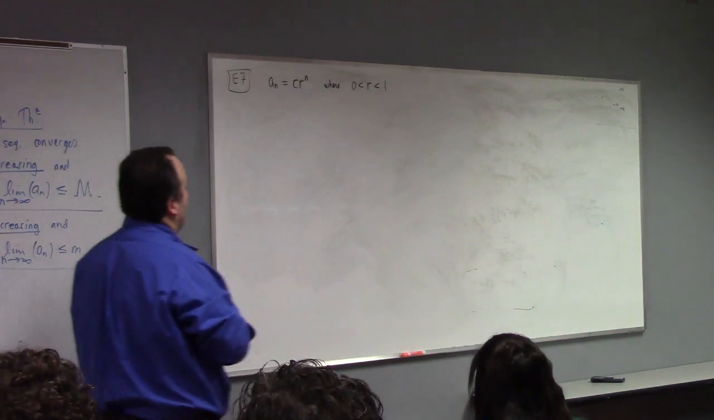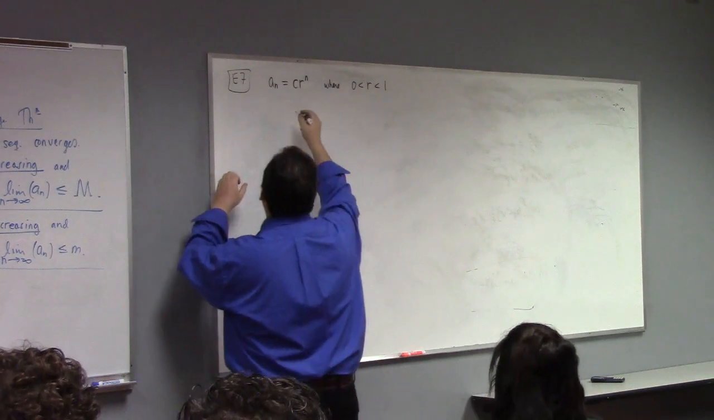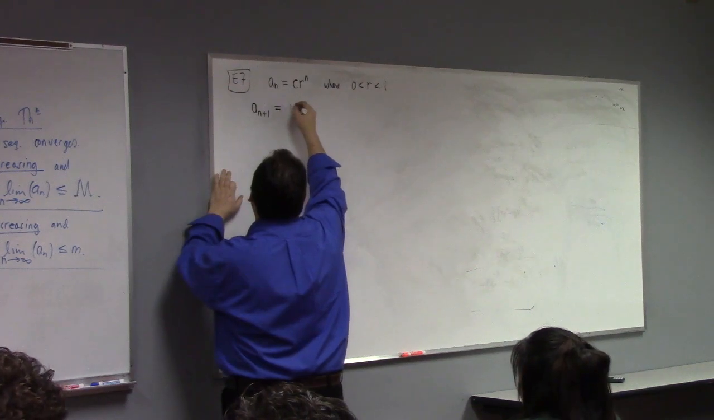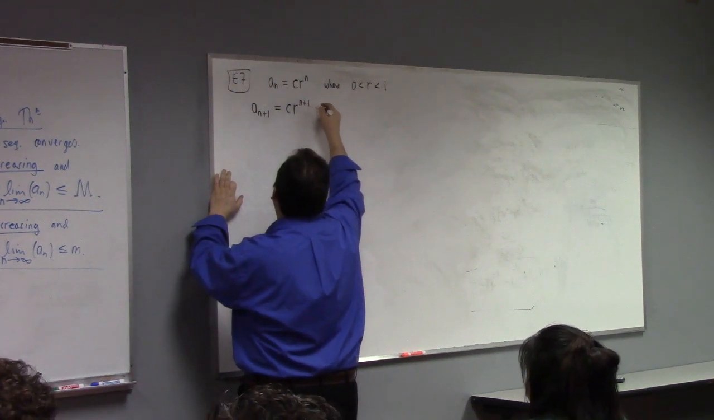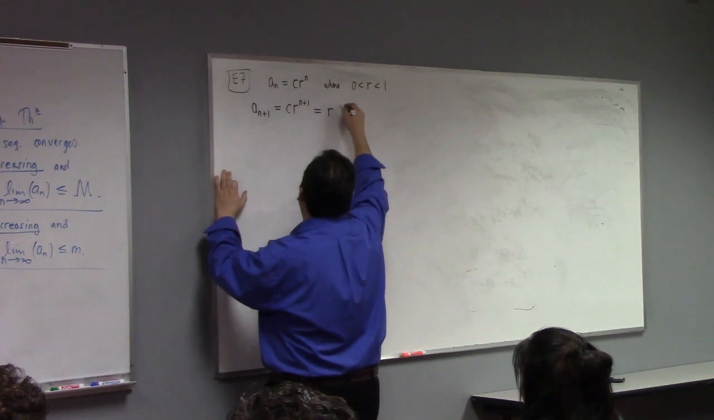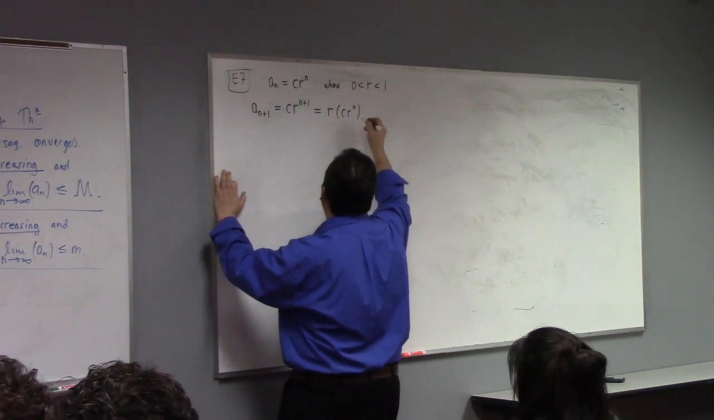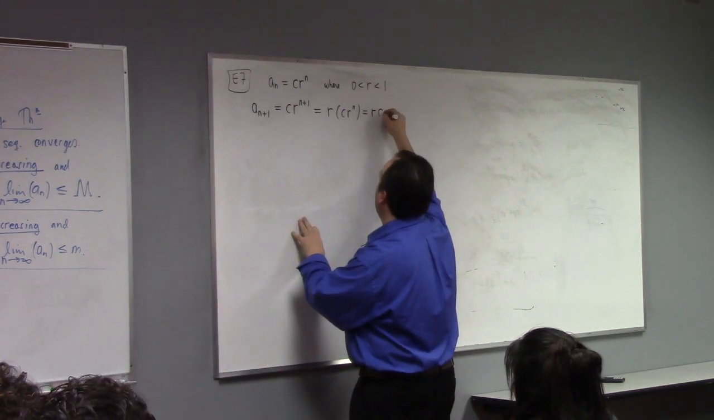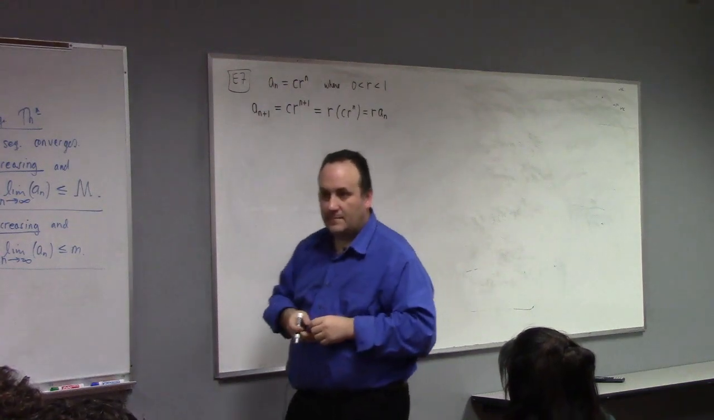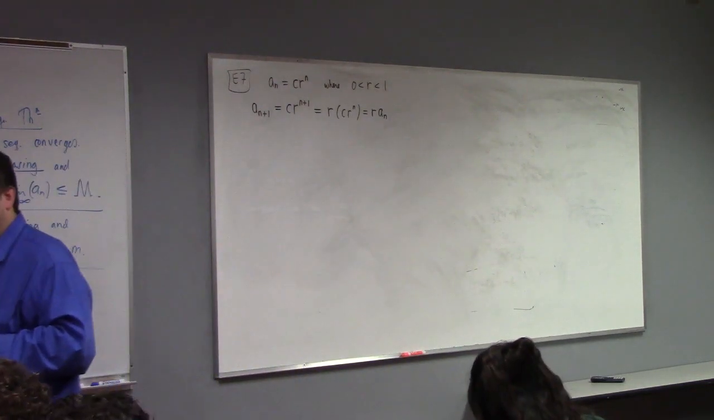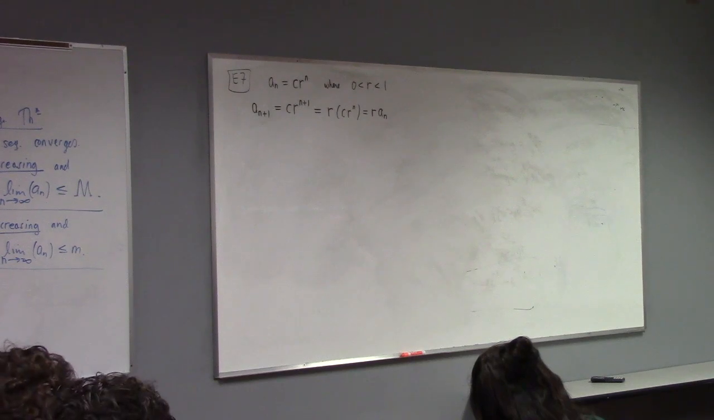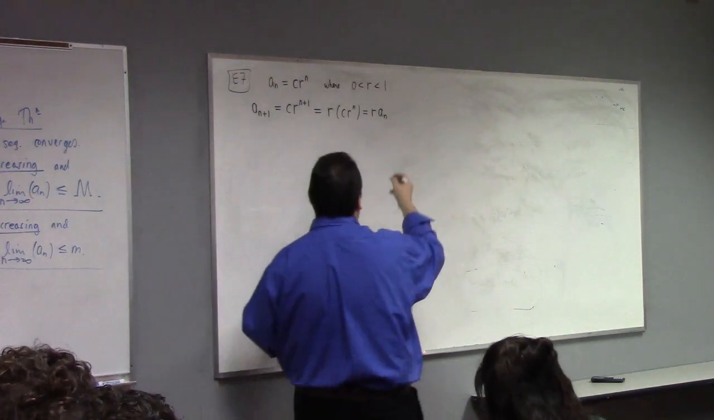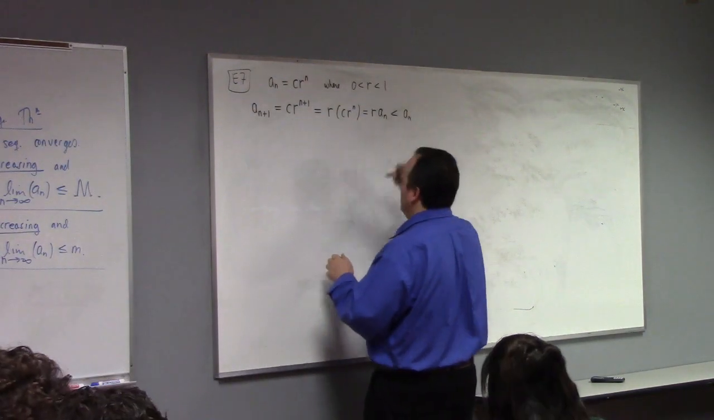Then, think about this: is the sequence decreasing or increasing? Check this out. If I look at a sub n plus 1, I've got c r to the n plus 1. But by algebra, that's r times c r to the n, which is equal to r times a sub n. Is that less than, we have an inequality there, because r is less than 1. So I can say that this is less than a sub n.